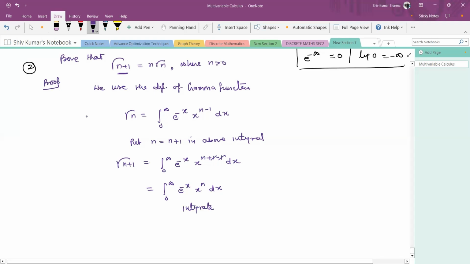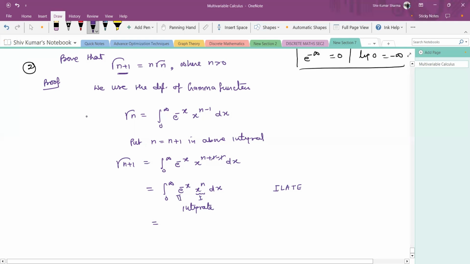Integrate. So when we integrate this, x raised to the power n, we use ILATE. So first we have algebraic terms, that means x raised to the power n, then the exponential. So this is our first function, and this is our second function.